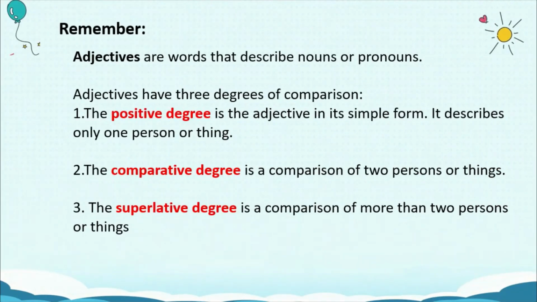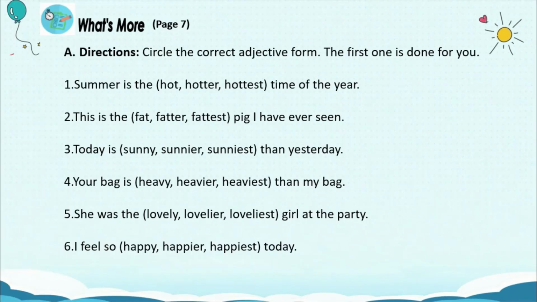We need to remember that adjectives are words that describe a noun or a pronoun. The adjectives have 3 degrees of comparison. The first one is the positive degree. The positive degree is the adjective in its simple form. It describes only one person or thing. The comparative degree is a comparison of 2 persons or things. And the superlative degree is a comparison of more than 2 persons or things.